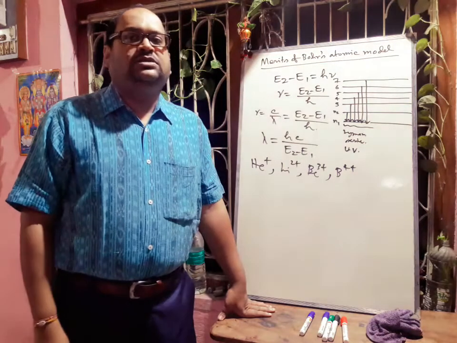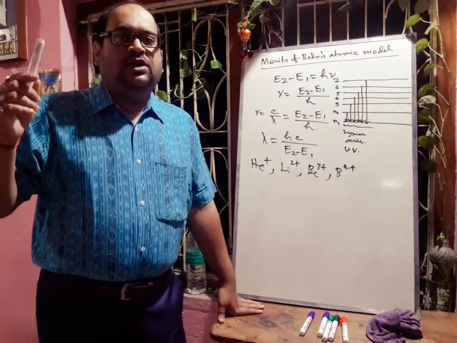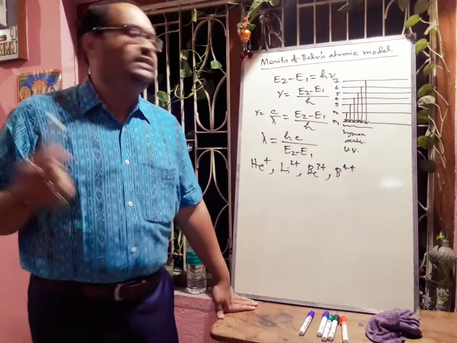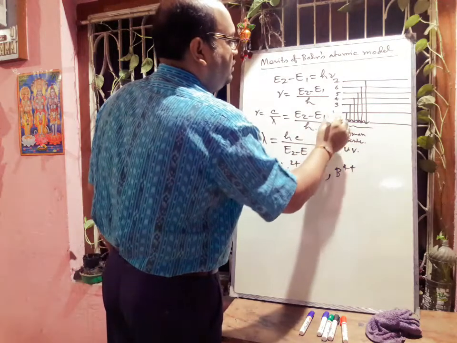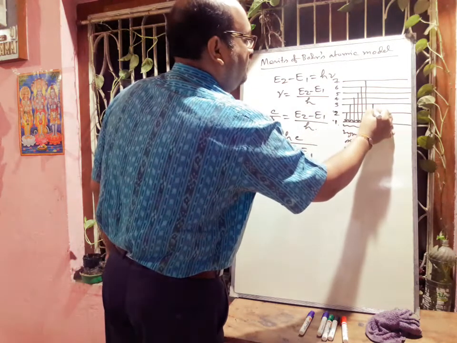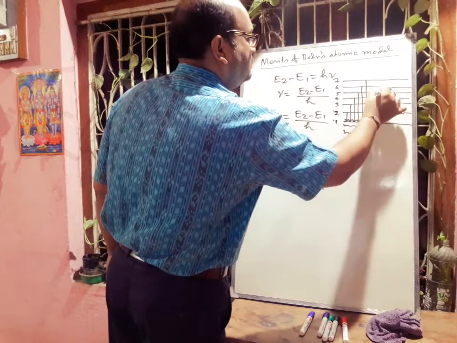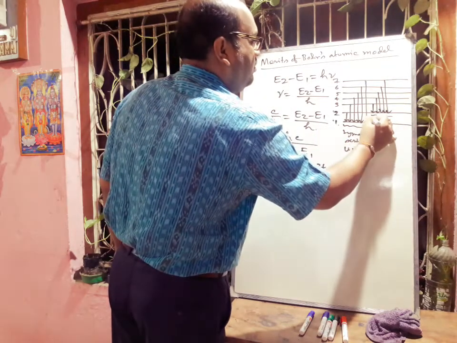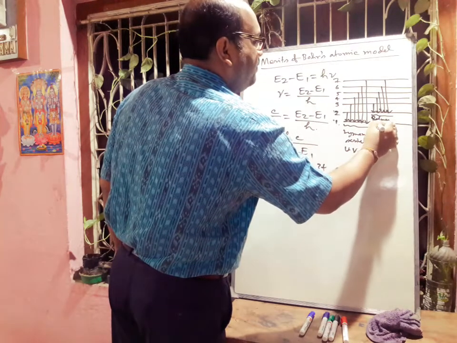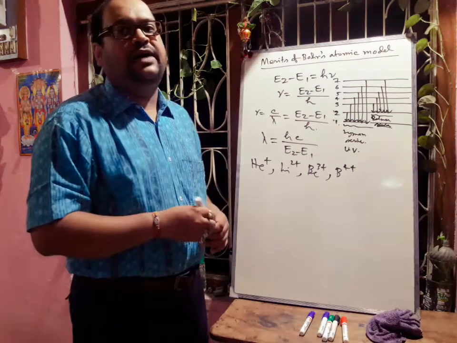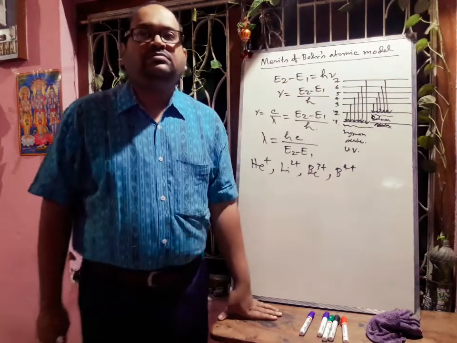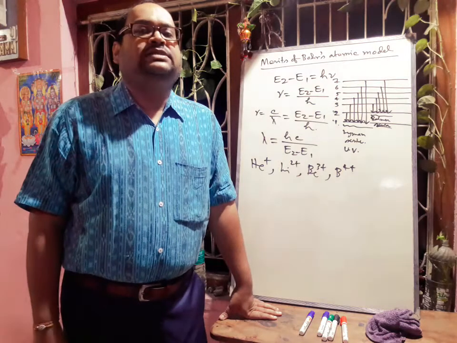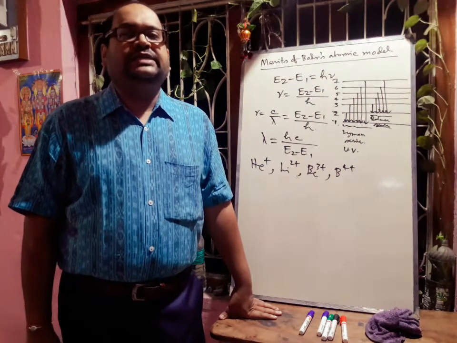And when excited electrons drop from higher energy levels to the second energy level, that means n2 is equal to 3, 4, 5, 6, coming to this n2 level, this series is called the Balmer series. This series falls in the visible region. And in the same way, the Paschen, Brackett, Pfund series occur in the IR region, that is the infrared region.